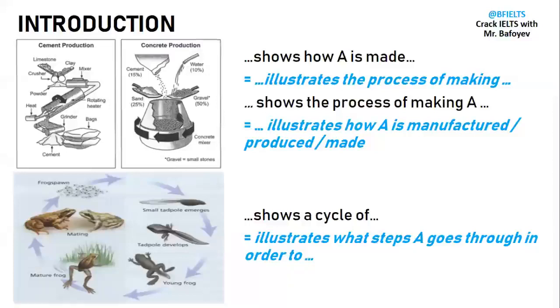Whereas in cycles, you can start the introduction by, usually essay questions tell you, shows a cycle of something, cycle of a frog's life, for example, right? You can paraphrase it by saying, for example, a diagram below illustrates what steps a frog goes through in order to become, or until it becomes a mature frog, or in order to become a mature frog.